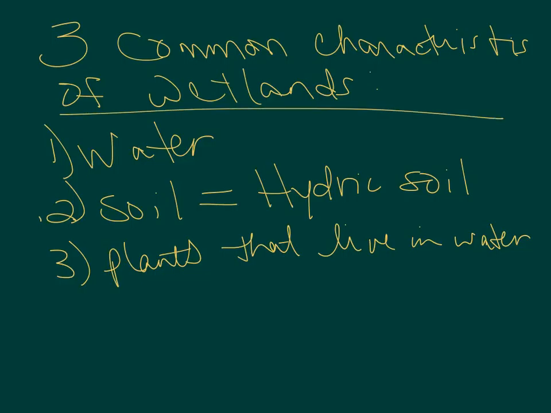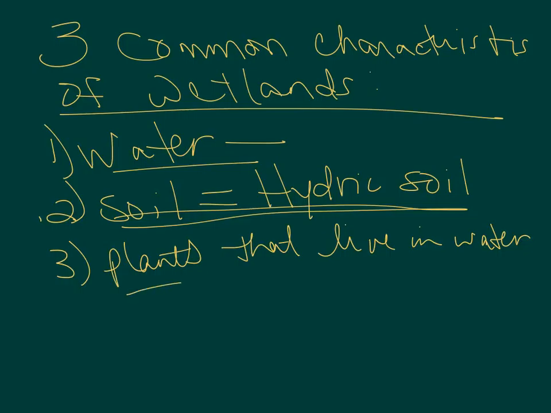The 3 common characteristics of all wetlands are that they have water or contain water at some time during the season or during the year. They all have a soil that we would call a hydric soil, so it would be soil that has been water penetrated. And they all contain plants that live in the water or can live in water.